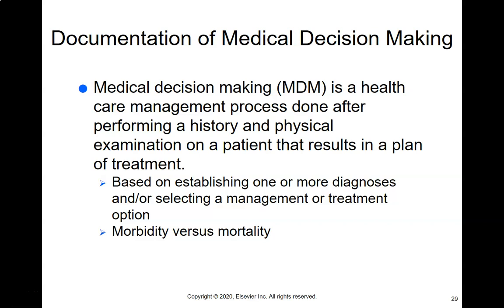Morbidity versus mortality. Now, morbidity is a disease condition or state, whereas mortality has to do with the number of deaths that occur in a given time or place. To conclude the internal review of the patient's health record, a level must be determined by the healthcare provider from one of four types of MDM: straightforward, low complexity, moderate complexity, and high complexity.